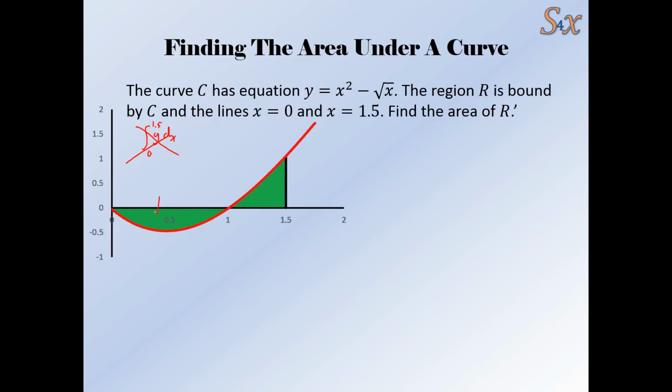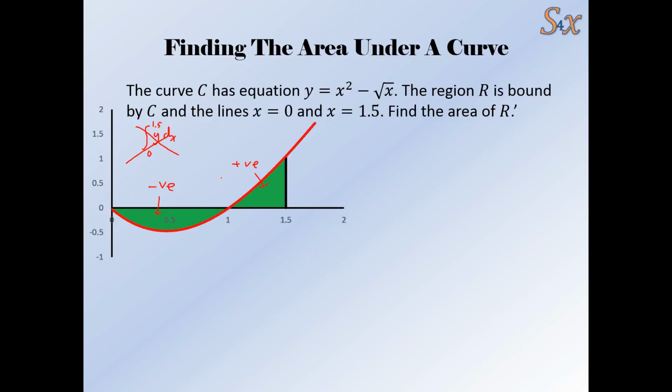Basically, this area will come out in the integration as negative because it's below the x-axis. Now, we don't want that area to be negative because to us it's a positive area, right? It takes up some area, so it being negative makes no sense. But unfortunately, when you integrate, it will come out as negative. This bit's fine. This will come out as positive.